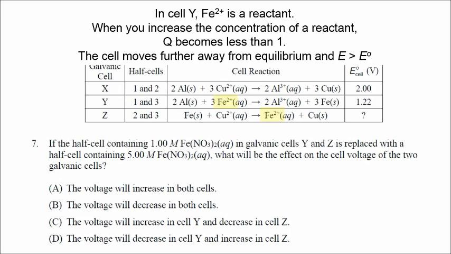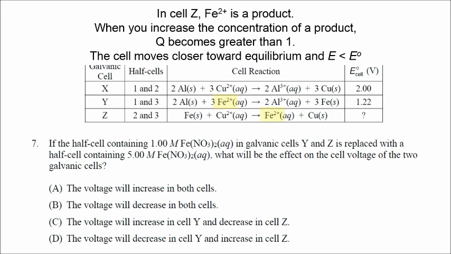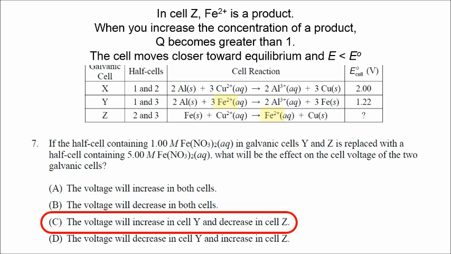So in cell Y, since the iron is a reactant, when you increase the concentration of a reactant, Q becomes less than 1, the cell moves further away from equilibrium, and the voltage increases. But in cell Z, the iron is a product, so you're increasing the concentration of a product, Q becomes greater than 1, the cell moves closer toward equilibrium, and the voltage decreases. So voltage increases in cell Y, and voltage decreases in cell Z. Correct answer to number 7 is C.